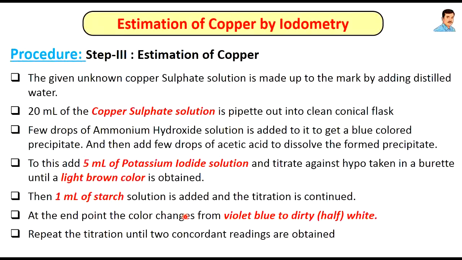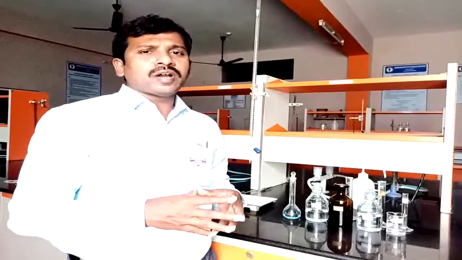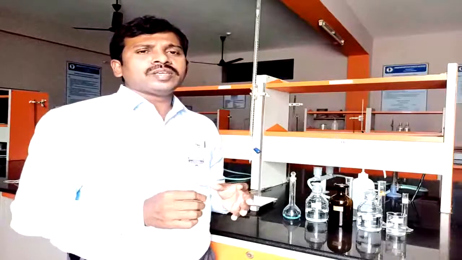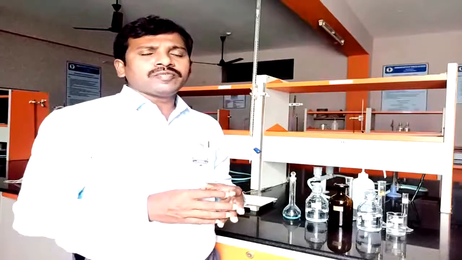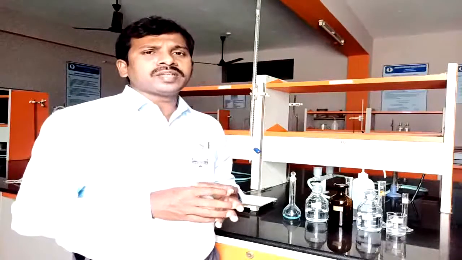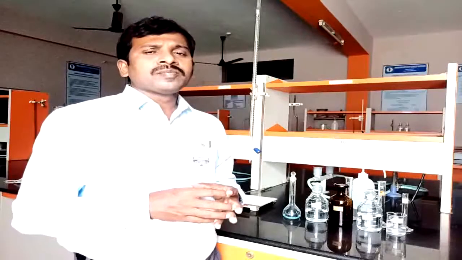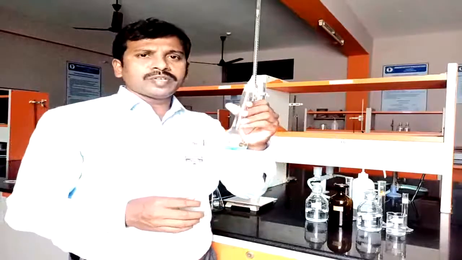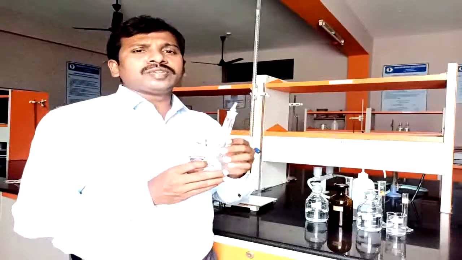Now I will show you how to titrate copper sulfate solution with hypo solution. Step 3 is estimation of copper. In this step, we will titrate the sample solution with the hypo solution. Sample solution will be given to you by your lab assistant or by your instructor. That is copper sulfate solution. This is the sample solution given to you. This is titrated with the hypo solution.